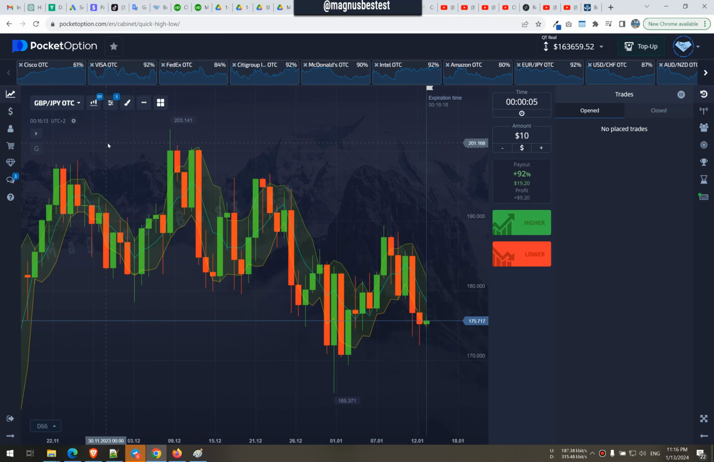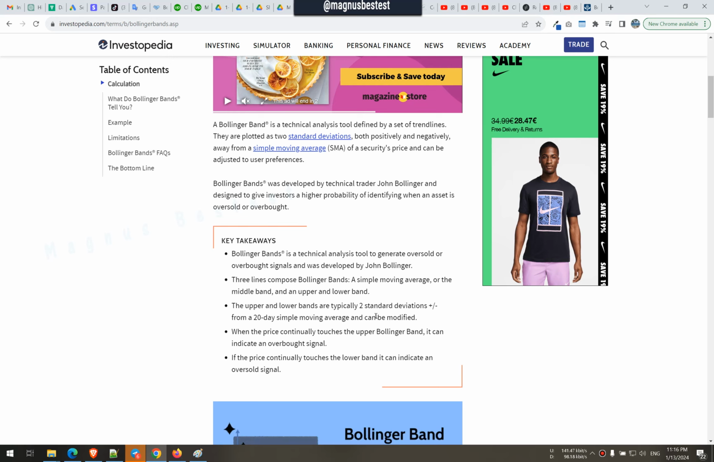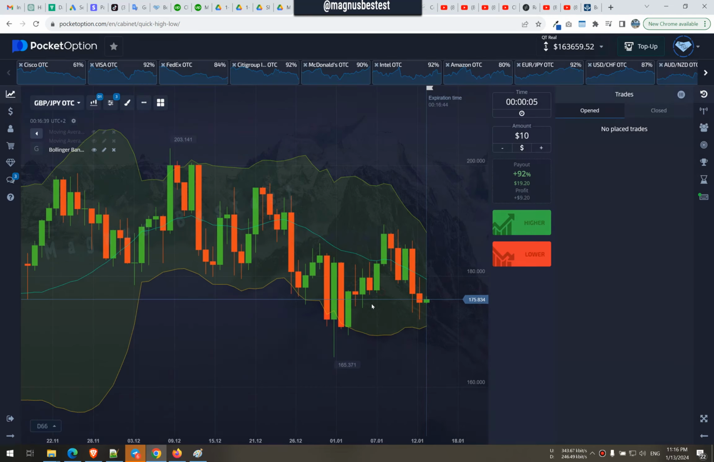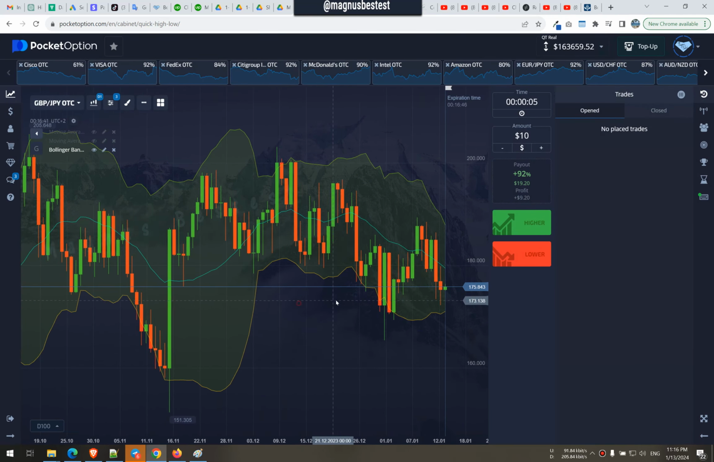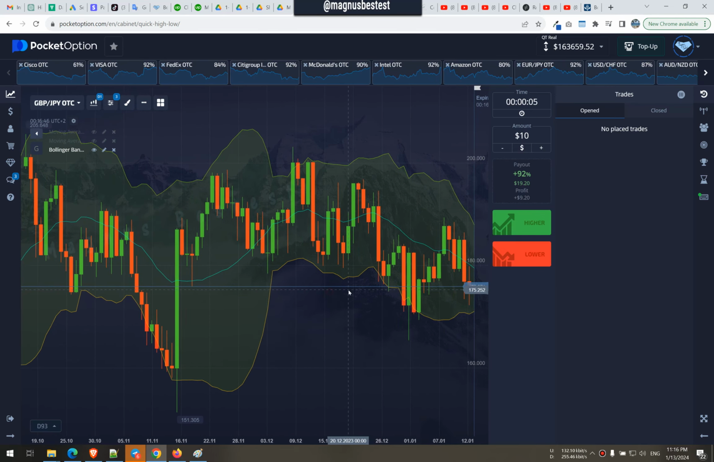By default, but of course here we don't have 20. Let's check what we have on Pocket Option by default. It's 5, so let's put it on 20, and then alright, let's continue reading. And it uses 2 standard deviations by default. So let's do that here as well. Let's use 2. Now we are ready, as it should be by default, as designed by John Bollinger.